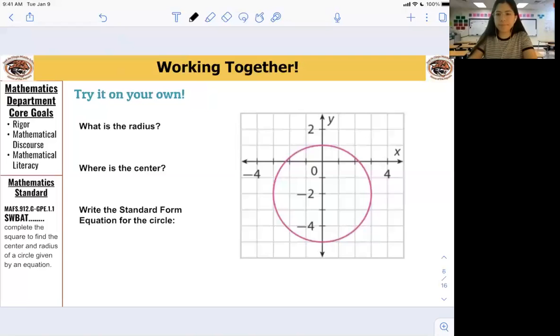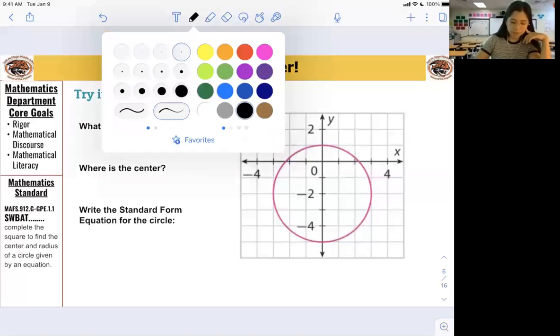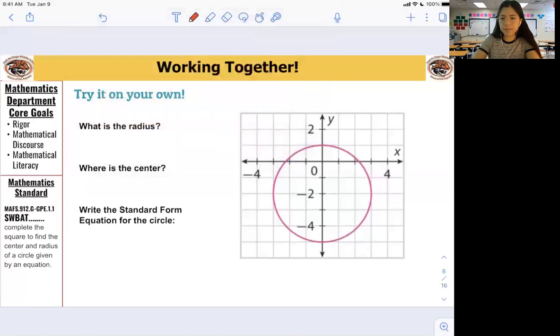All right. Let's go through it together. Where is the center? Zero comma negative one? Hold up. 0 comma negative 2. You said it to me correctly the first time, Tyrone. All right, 0 comma negative 2. Good. What is the radius? 3.